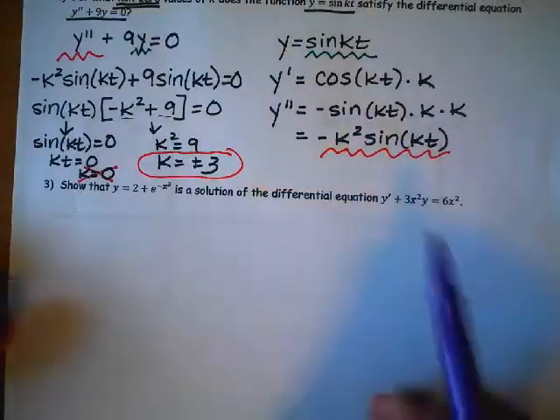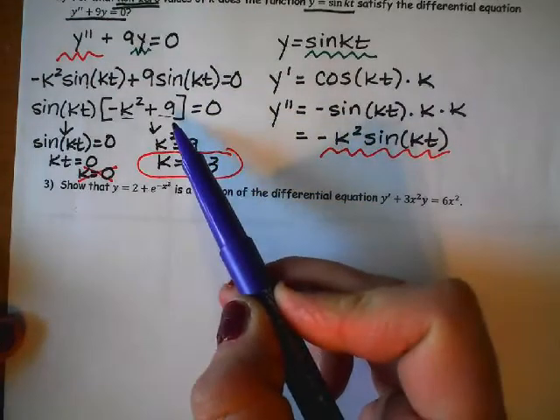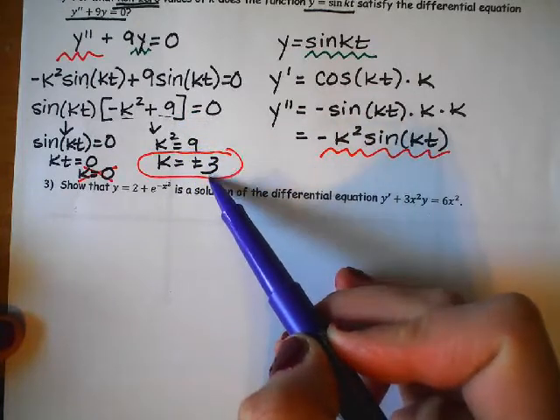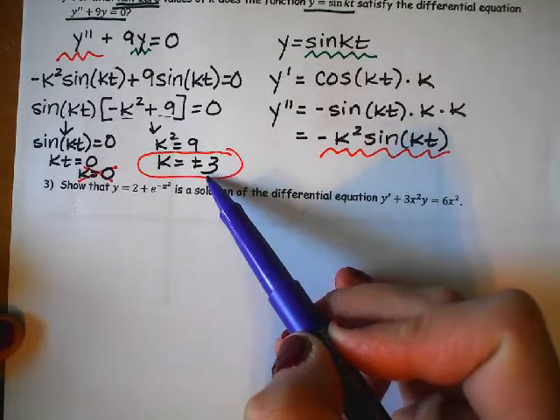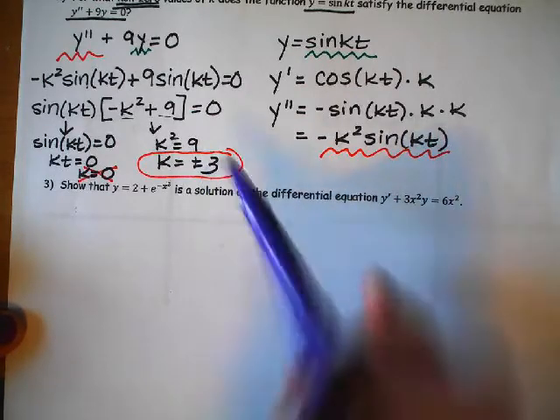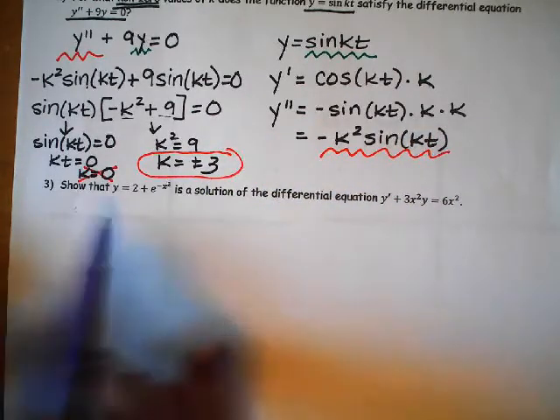On my first video cut off, but all I did here to finish up was take this second factor and set it equal to 0 and solve for k, and I ended up with k equaling plus or minus 3. Then we're going to jump down to problem number 3.